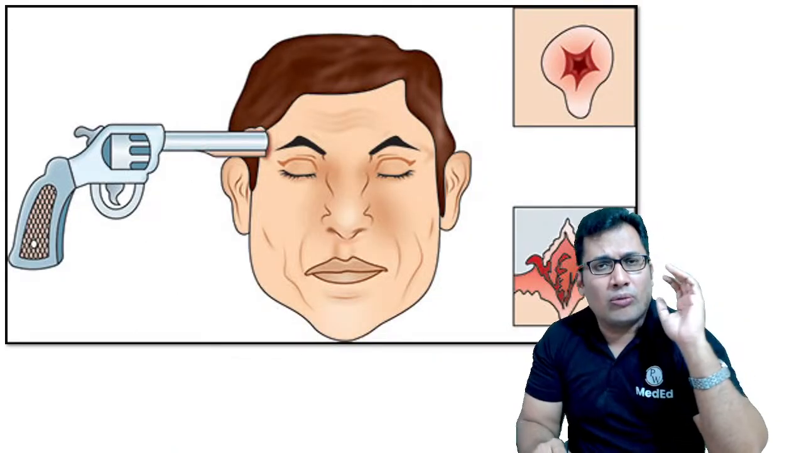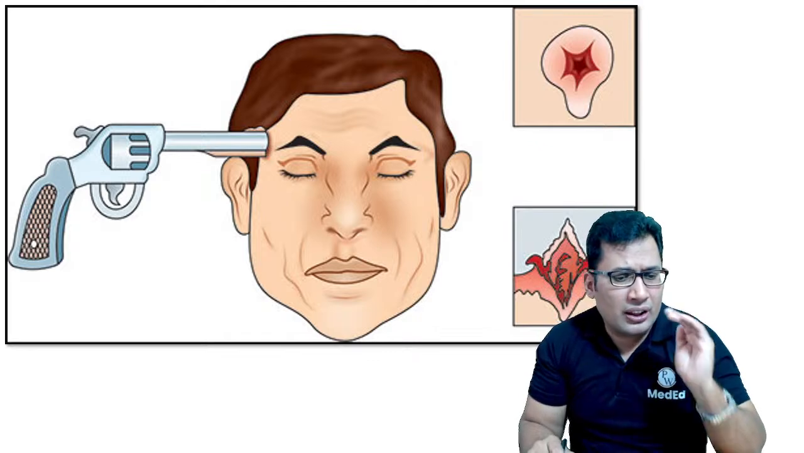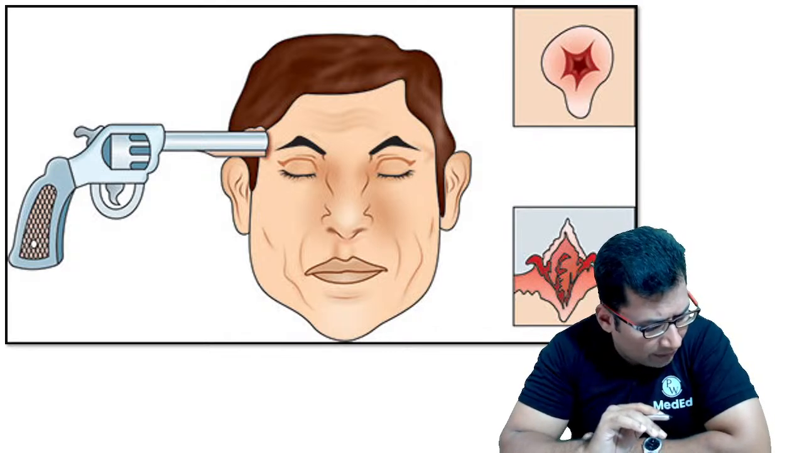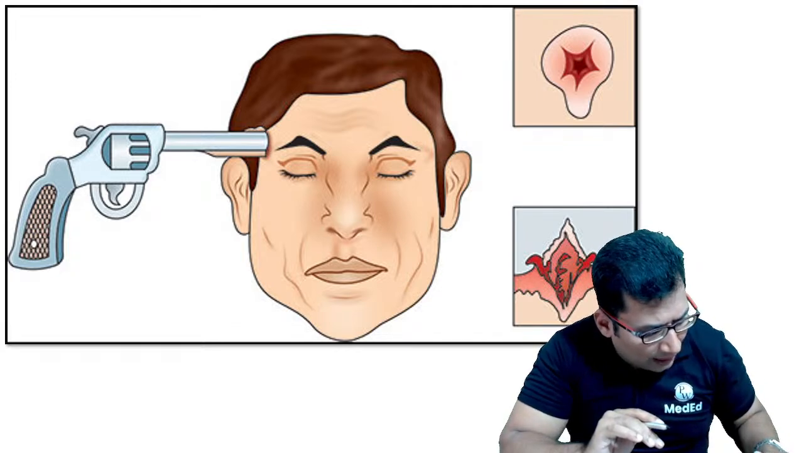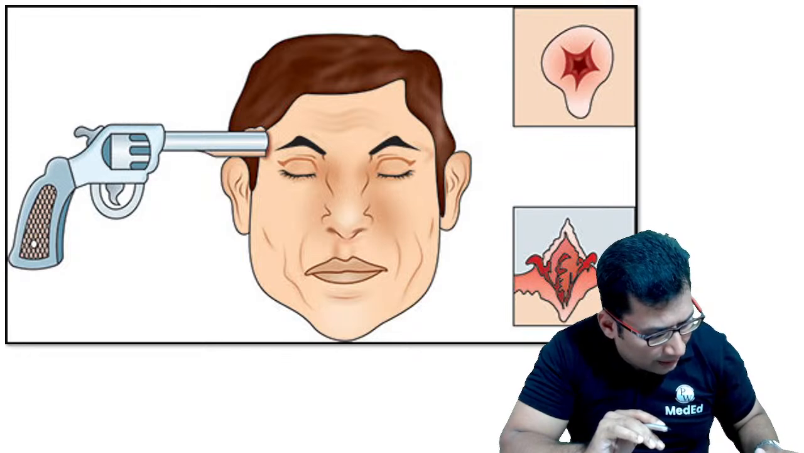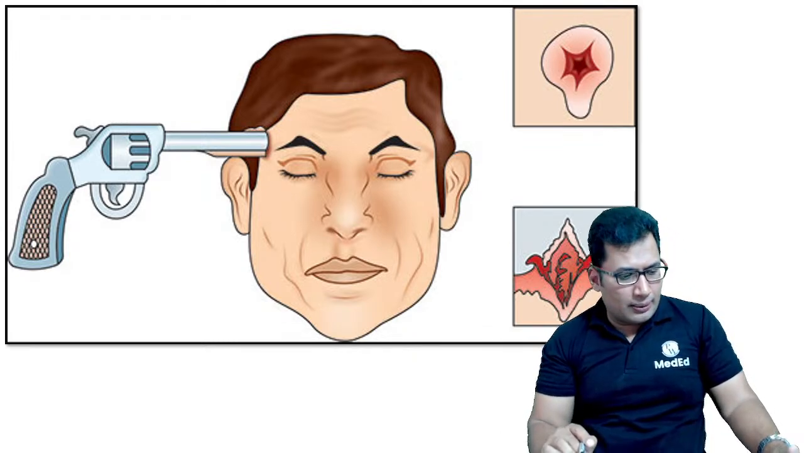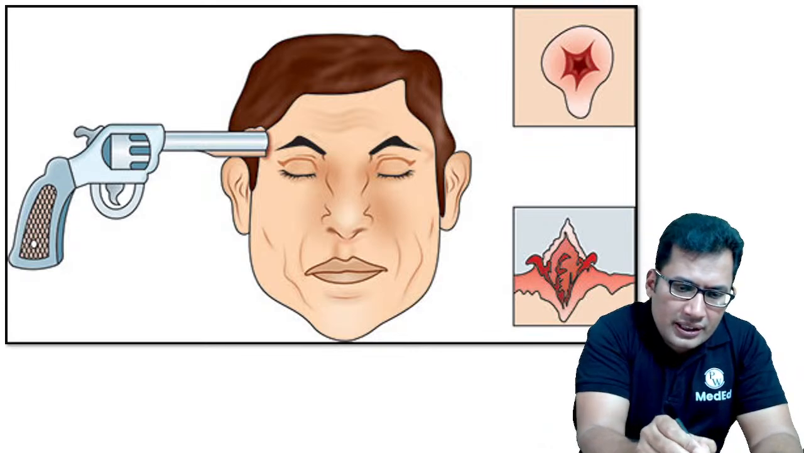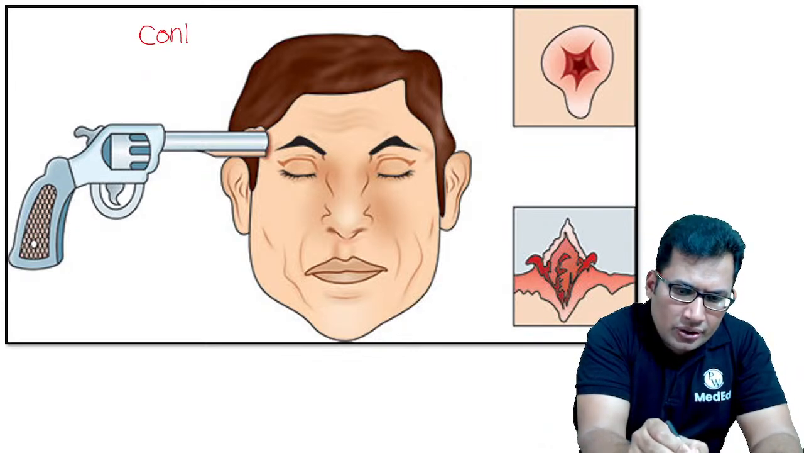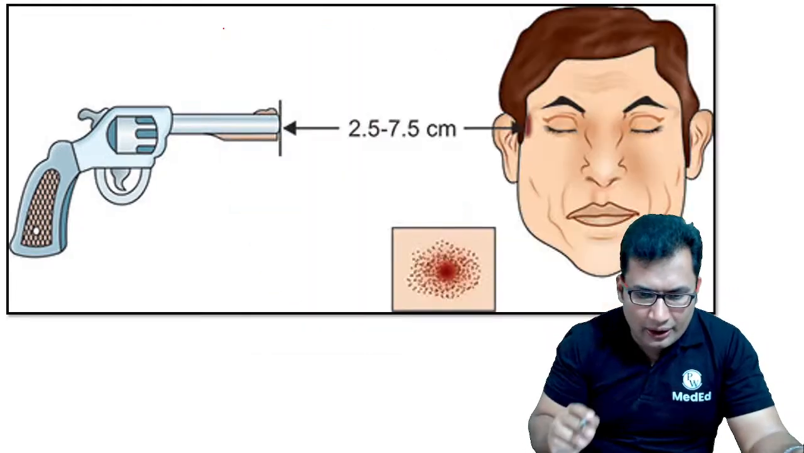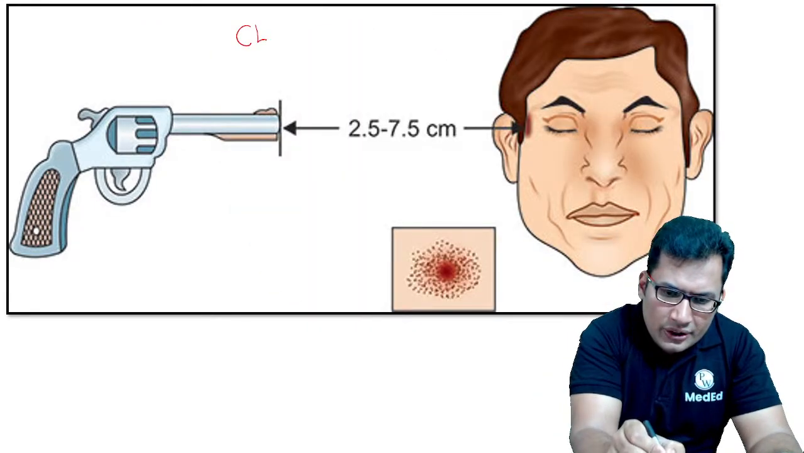Just a quick look at what you can see here. This picture, identify this. What is the range? Farah Ahmad, Malay Patel, Parth, come on. Look at this image. What is the range? This is nothing but contact range. Second one: this is the close range.